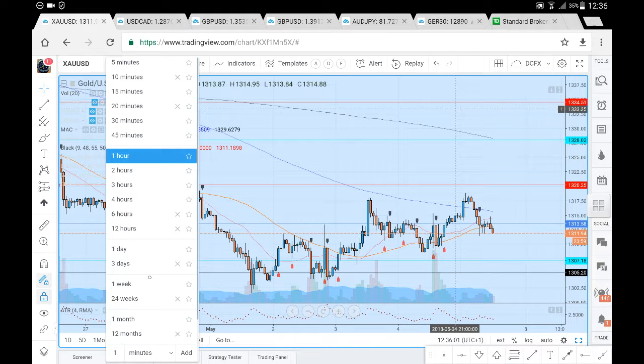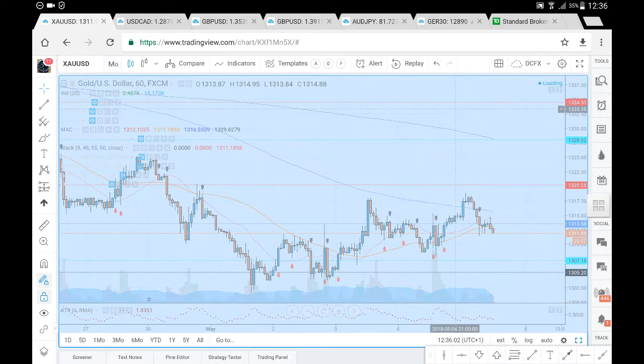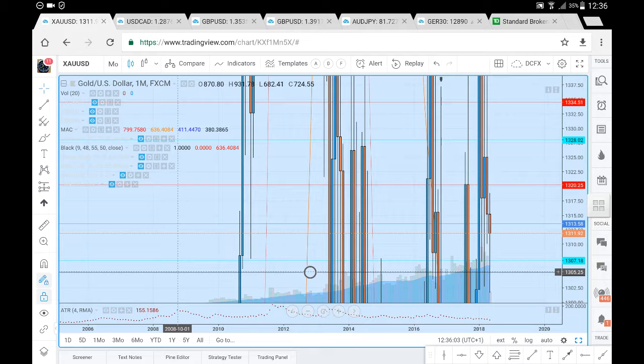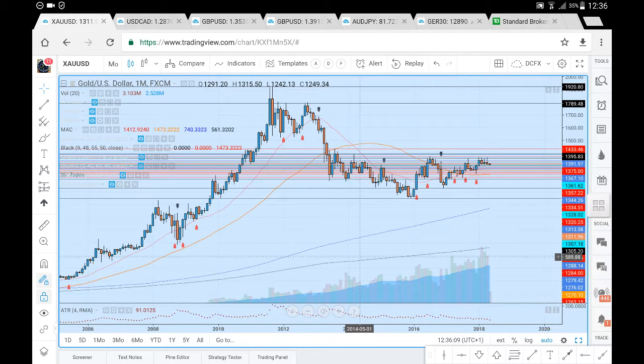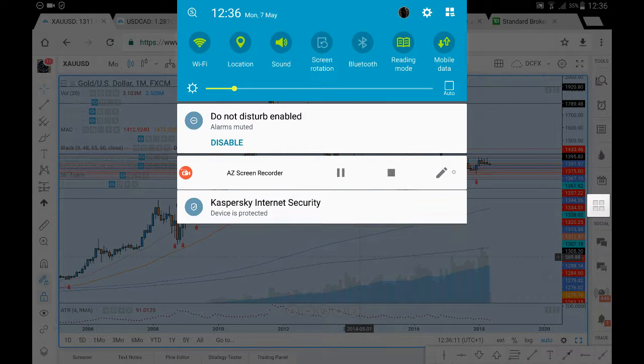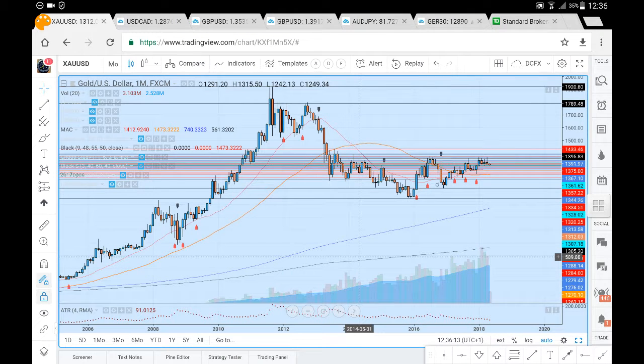on gold. So head over to the monthly chart. Get the scale on here correct. And as we can see here on the XAUUSD, we've got our lows here. We've posted a higher low.